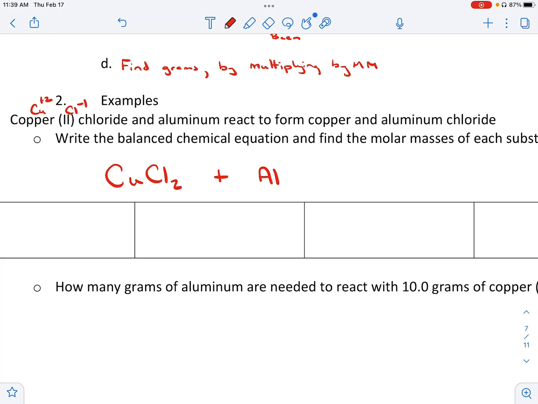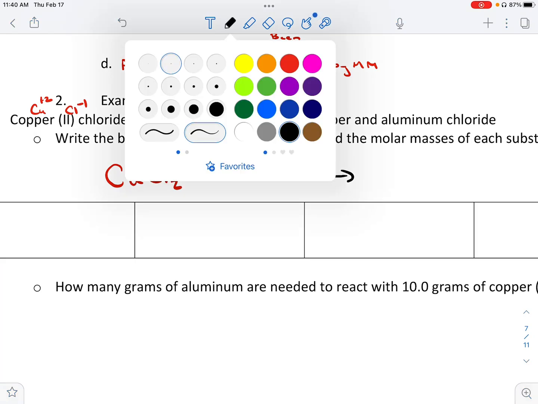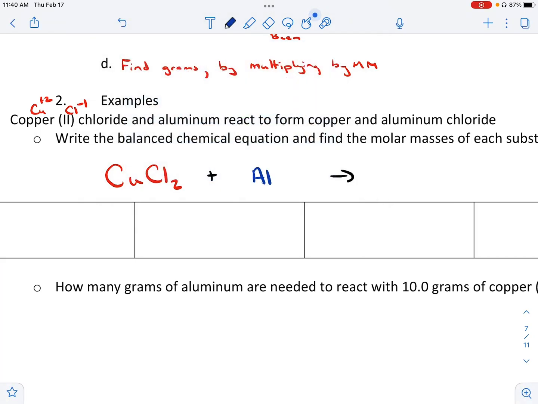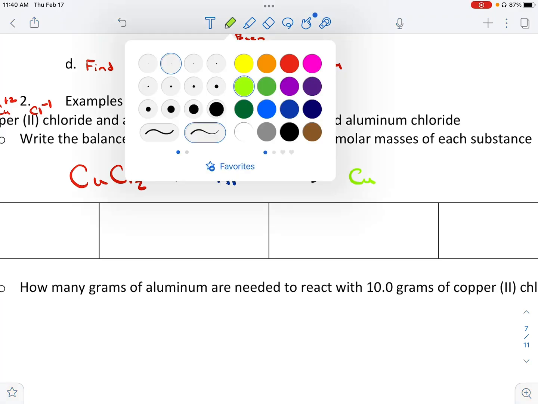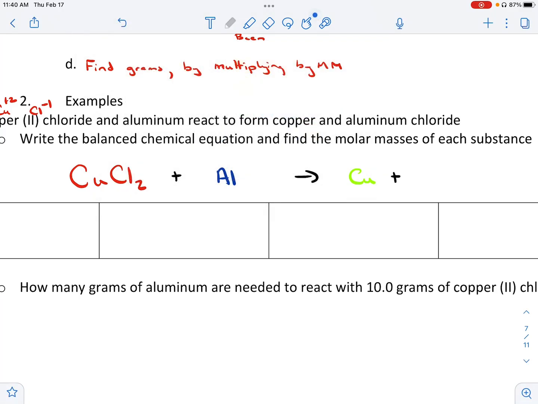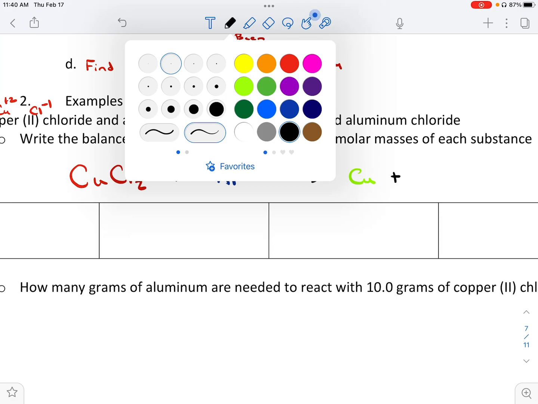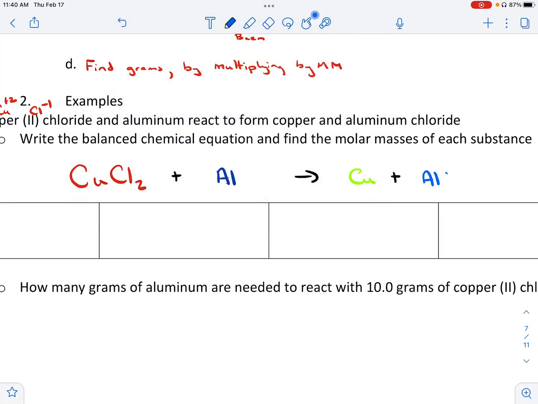And let's go ahead and color code this because I think it will be helpful for us. So, we'll hit a little plus sign right here, a little arrow right there. Let's make aluminum purple. So we've got aluminum react to form copper. All right, let's go green there. Copper and aluminum chloride. So let's make that blue. Hopefully they're different enough. All right, so now if we look, we have 2 chlorines, 3 chlorines, so we're going to need to balance that. So we'll definitely need a 2 here to give me 6 chlorines.